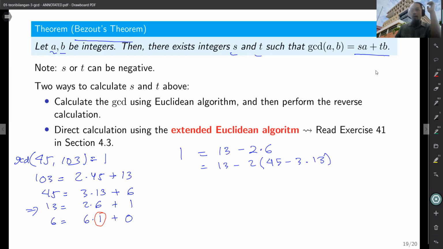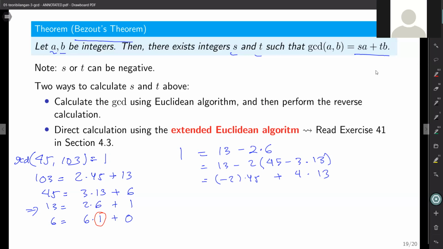Now at this point we simplify, we collect the terms, the 13s together. So what do we have? We have minus 2 times 45, and then plus 4 times 13. Not 4 times 13. Hold on a second. Careful. Shouldn't be 4. Careful. 7. 7 times 13. Remember, we have 2 here.